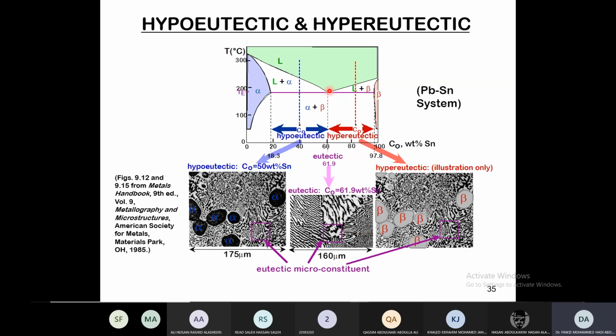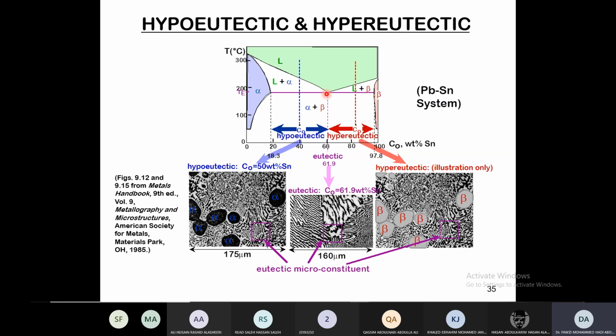If we are below the eutectic composition, we refer to that as hypo. Hypo means less, like when you say hypotension or hypertension. Hypertension means high blood pressure. Hypertension or hypotension, which means less. So hypo basically means less and hyper means more. Hyperactive means having a lot of activity. Okay, so this is what it means.